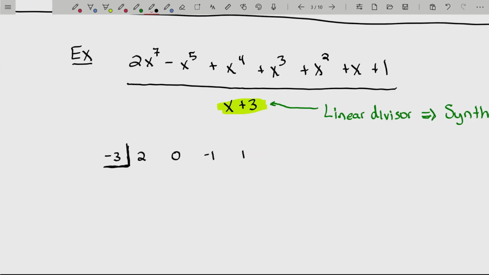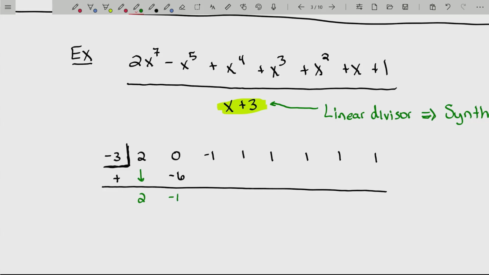Now we continue on. So we had the 2 on the x to the 7th, the 0 on the x to the 6th, -1 on x to the 5th, 1 on x to the 4th, then 1x cubed, 1x squared, 1x, and then the constant. Now, if you were to do long division, this is a lot of work, right? But when you're doing synthetic division, it's as quick as saying, bring down that 2. -3 times 2 is -6. So add 0 to -6 and you'll get -6. -3 times -6 is positive 18.